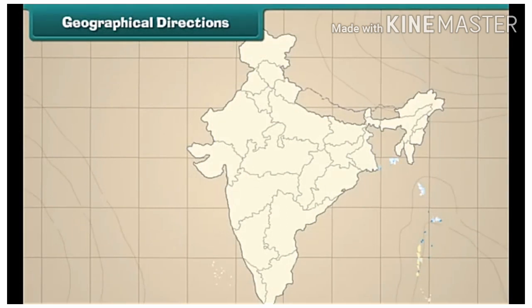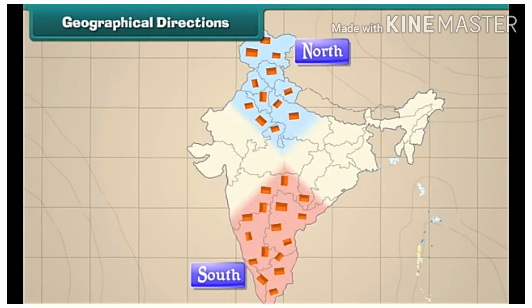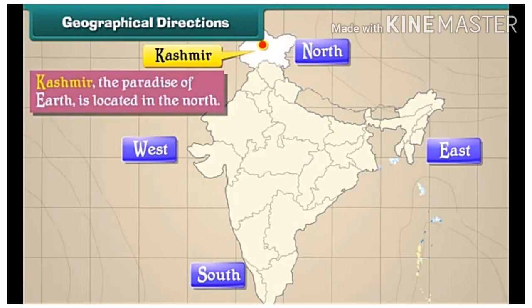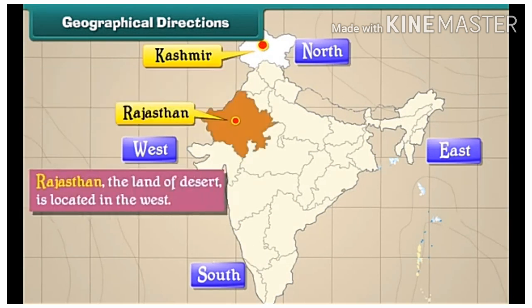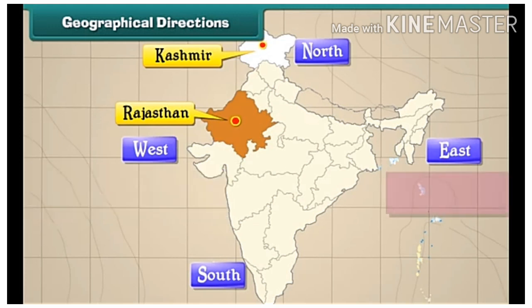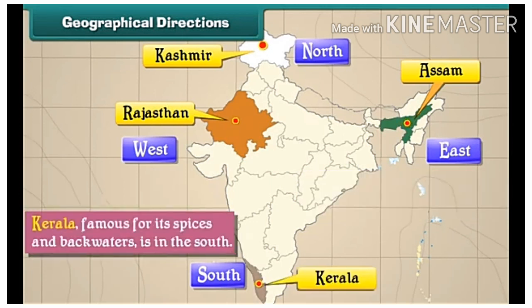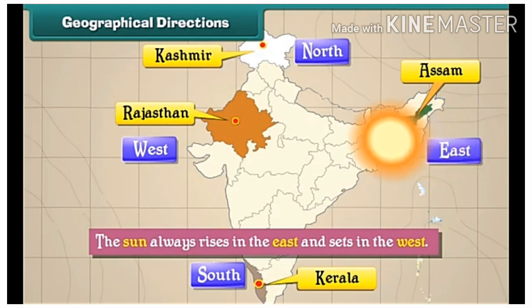See this map of India. People live at different places in India. Some places in the north side, some places in the south side, some places in the east and some places in the west. Kashmir, the paradise of earth, is located in north. Rajasthan, the land of desert, is located in the west. Assam, known for its tea and wildlife, is located in the east. Kerala, famous for its spices and backwater, is located in the south. Main directions are north, south, east and west. Sun rises in the east and sets in the west.